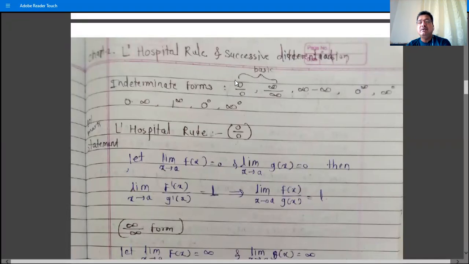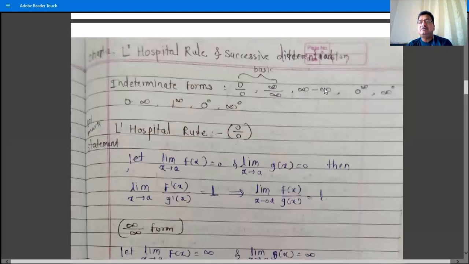Or we know the rule that if we divide 0 by any number, that is 0 by 5 is 0, 0 by 9 is 0, like that 0 by 0 is 0, and anything divided by 0 is infinity. That is 5 by 0 is infinity, 6 by 0 is infinity. So 0 by 0 may be infinity, but no one can find the value of 0 by 0 or infinity by infinity. These are the indeterminate forms. These two are the basic indeterminate forms.